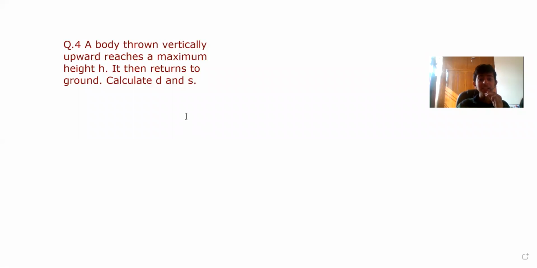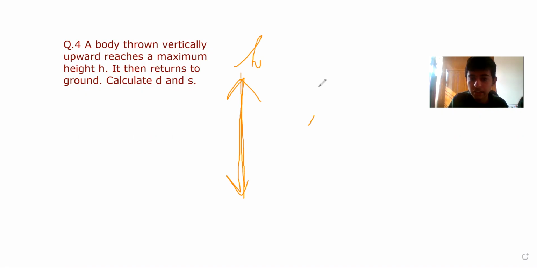This is a numerical based on distance and displacement. What is it saying? A body has been thrown vertically upward, reaches a maximum height h. So this is the maximum height. It then returns to the ground. Again, it returns to the ground. Calculate distance and displacement. Now, in this case, we can see that first we are throwing, so h. Again, it is coming back. That means one more h, because it is the same. That means distance is 2h.